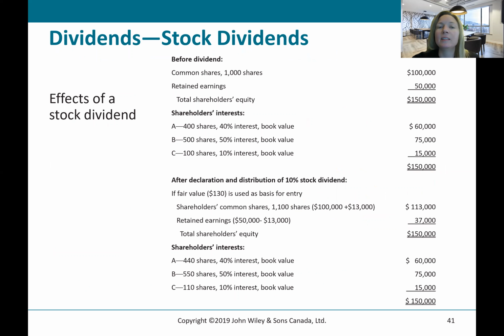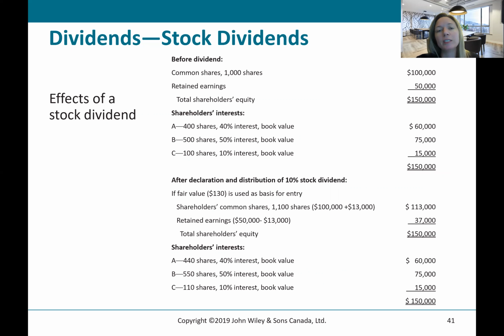And this slide illustrates the fact that each shareholder has the same proportionate interest in the company before and after a stock dividend. So we can see before the dividend, our total shareholders' equity was $150,000, and we had $100,000 in common shares and $50,000 in retained earnings. And then if you look at the after declaration, we still have $150,000 in total equity, but down here, you can see our common shares increased to 113 and our retained earnings decreased to 37. So you can see how the stock dividend is just reallocating within our total shareholders' equity. So we still have 150,000 of total shareholders' equity in both circumstances.